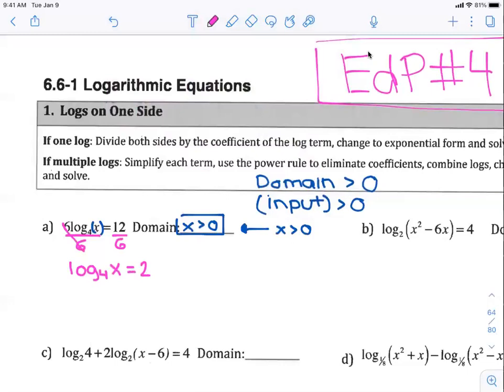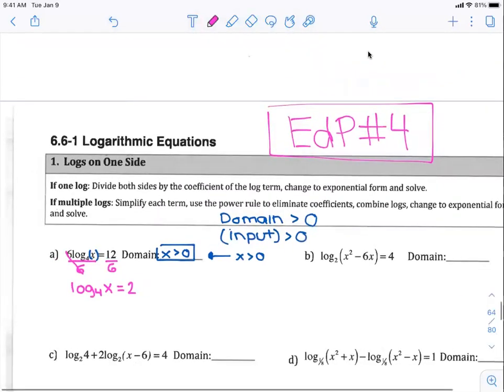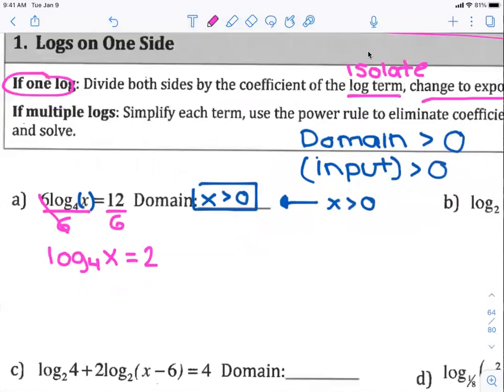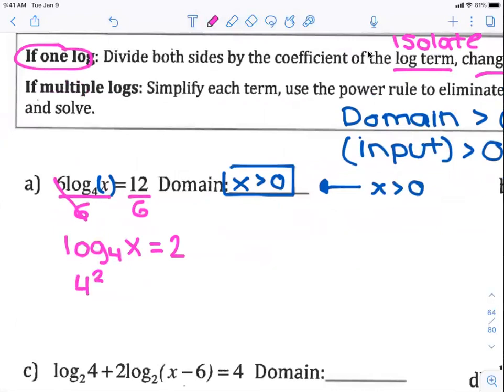Whenever you're stuck in log form, you're going to go ahead and change it to exponential. So we're going to isolate the log and then change to exponential. And that's what it says right here. If one log, you want to isolate the log and then change to exponential form and solve. So isolated, solving now, 4 squared is equal to x. 4 squared is 16. Then you have to check, is 16 greater than 0? Yes, it is. So we will keep our solution as x equals 16.